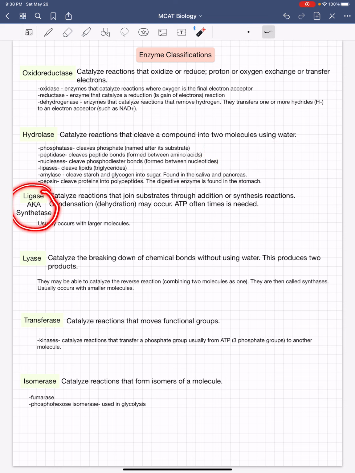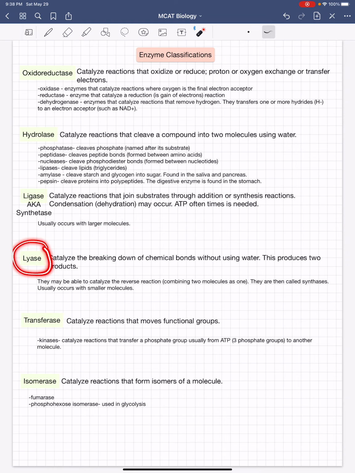Ligase enzymes, also known as synthetase, catalyze reactions that join substrates through addition or synthesis reactions. Condensation, also known as dehydration, may occur, and ATP is oftentimes needed. This enzyme usually occurs with larger molecules. So the ligase looks something similar to this.